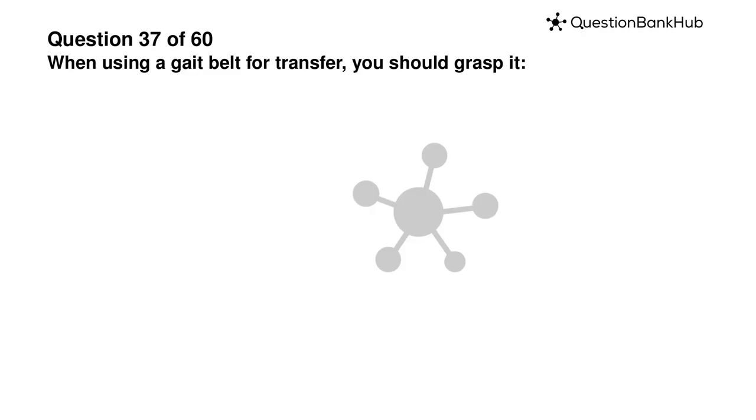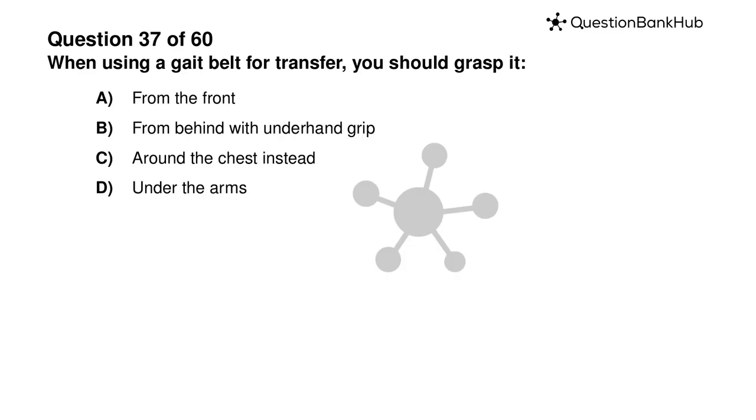Question 37. When using a gait belt for transfer, you should grasp it. A. From the front. B. From behind with underhand grip. C. Around the chest instead. D. Under the arms.